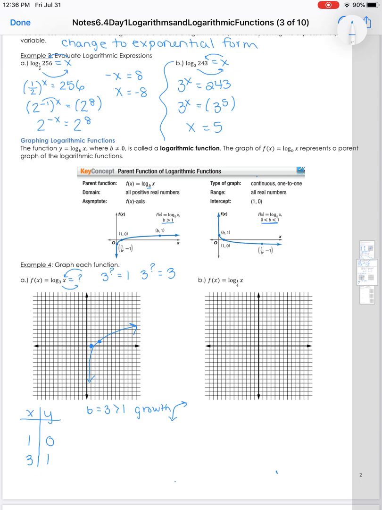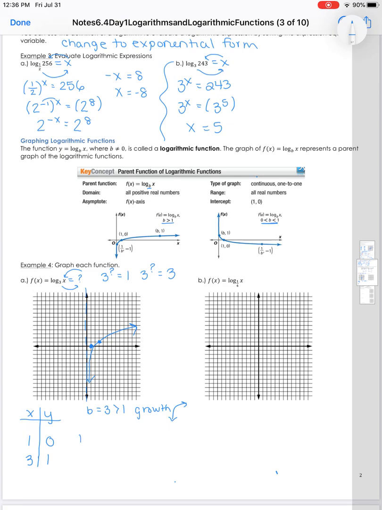Now, your asymptote for exponentials, it was a horizontal line. For logarithmic, because they're inverses of each other, your asymptote is going to be a vertical line. Okay, so just keep that in mind. So it should not be passing, in this case, it's not going to pass the y-axis here.